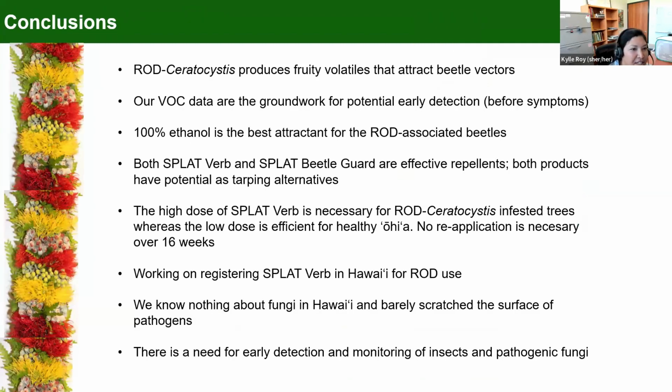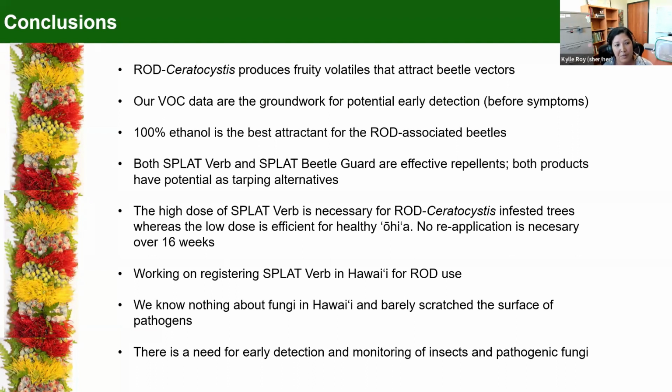And so in conclusion, we're able to find that both lukuohia and huliohia produce fruity fungal volatiles that can attract their beetle vectors. Our VOC data are groundwork for potentially early detection because we were able to detect volatiles before there were any symptoms in ʻŌhiʻa seedlings. We were also able to detect that ethanol scent in wounded ʻŌhiʻa.